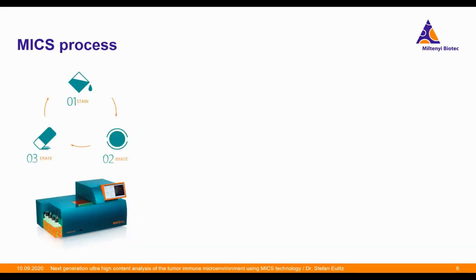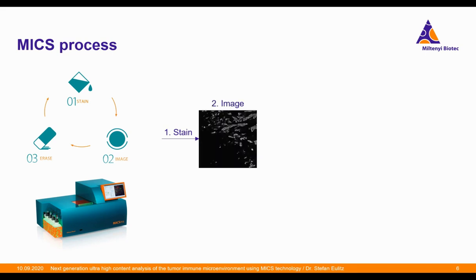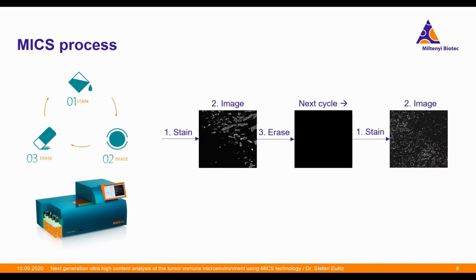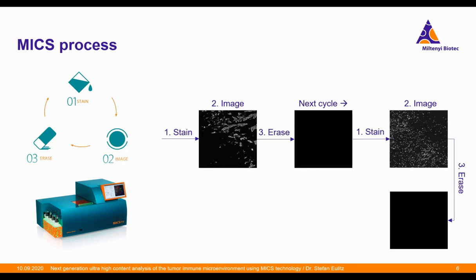So, first, the MACSima will start with a staining step. The resulting immunofluorescence signal is acquired, and then the signal will be erased. After that, the next cycle will start again, with a staining step, followed by the image acquisition and the erasure of the signal.